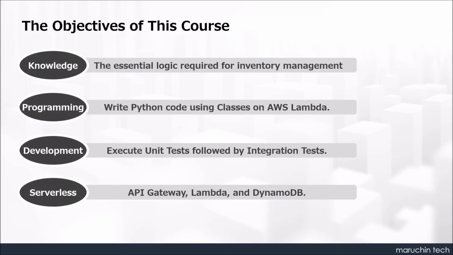First, we learned the essential logic for inventory management, such as available inventory and reorder points. We didn't just write code, we learned the underlying domain knowledge together, and next we wrote code using Python classes on Lambda. We also practiced the full development cycle: development, unit testing, and integration testing. Finally, we built APIs using key serverless services: API Gateway, Lambda, and DynamoDB.